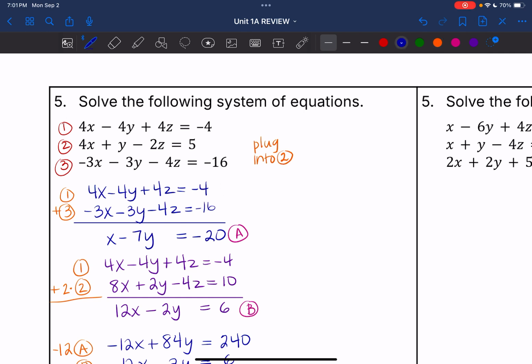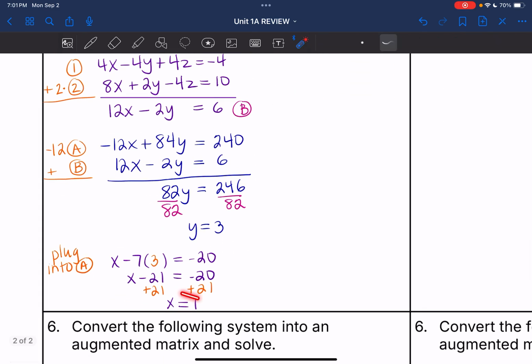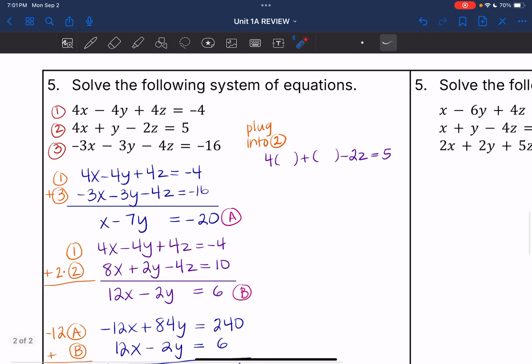Okay, so 4x, but we have a number for x, so I'm leaving a space, plus y. We also have that, so I'm leaving a space, minus 2z equals 5. Now we got that x is 1 and y is 3, so I'm going to put those into the missing spots, 1 and 3. And I'm going to go ahead and put those together. This is 4 plus 3, which gives me 7. So 7 minus 2z equals 5.